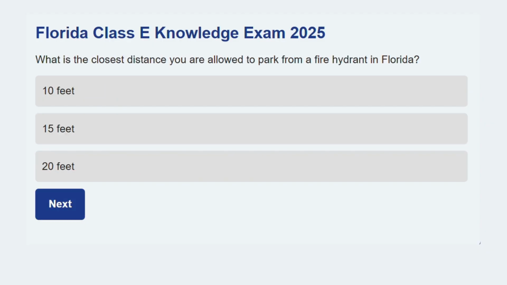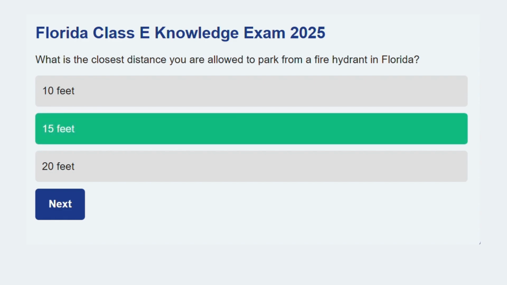Time for a new question. What is the closest distance you are allowed to park from a fire hydrant in Florida? 15 feet. This mandatory distance ensures access for fire services.